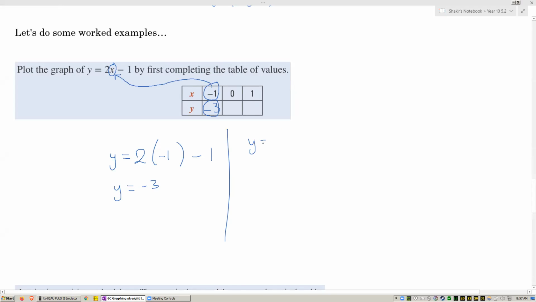Now y is equal to 2x minus 1. Because I'm doing this now, in place of x I'm going to put 0. So y is equal to 2, open bracket, 0, minus 1. You can use a calculator if you're not sure, or you can just do it mentally. 2 times 0 is 0. 0 minus 1 is -1. So y is equal to -1, and I'm going to write -1 there.